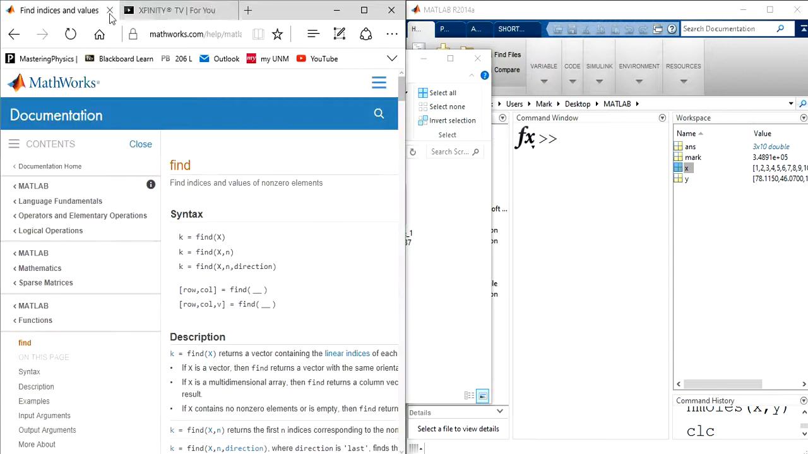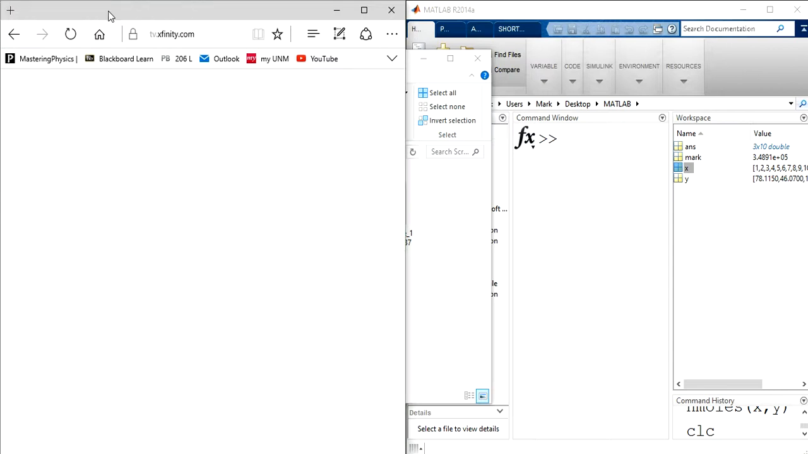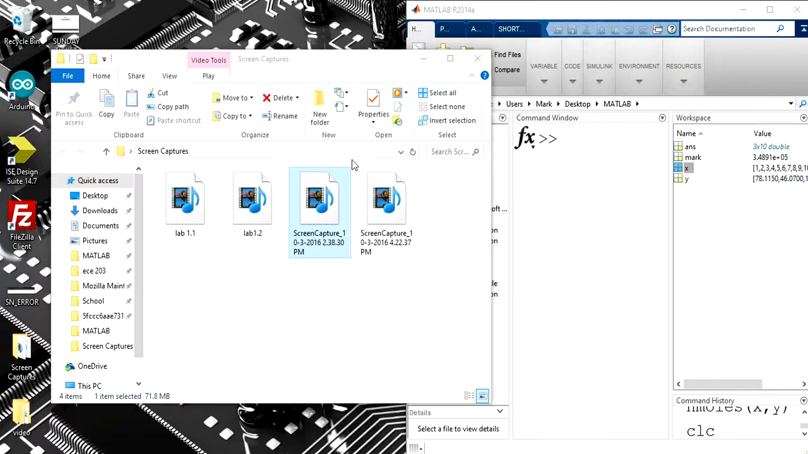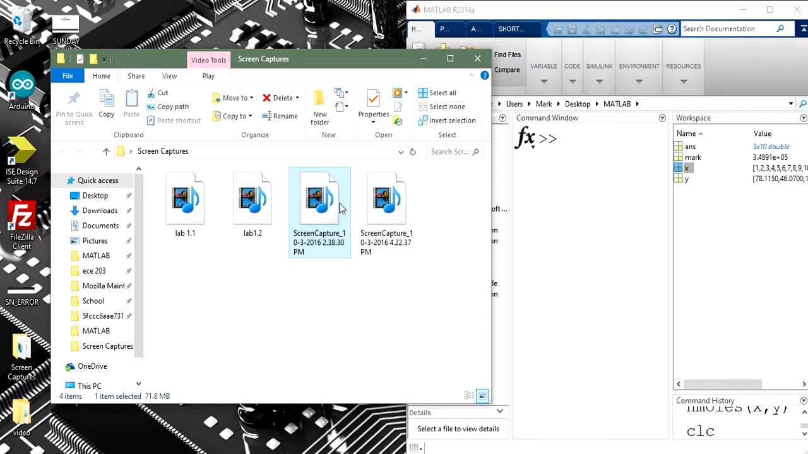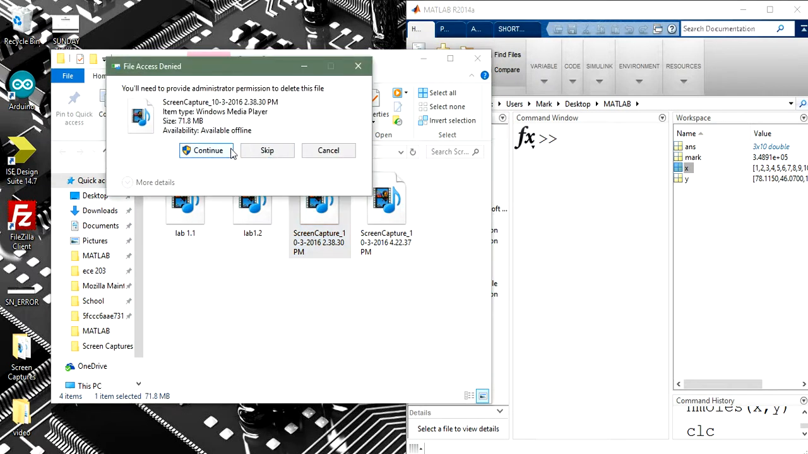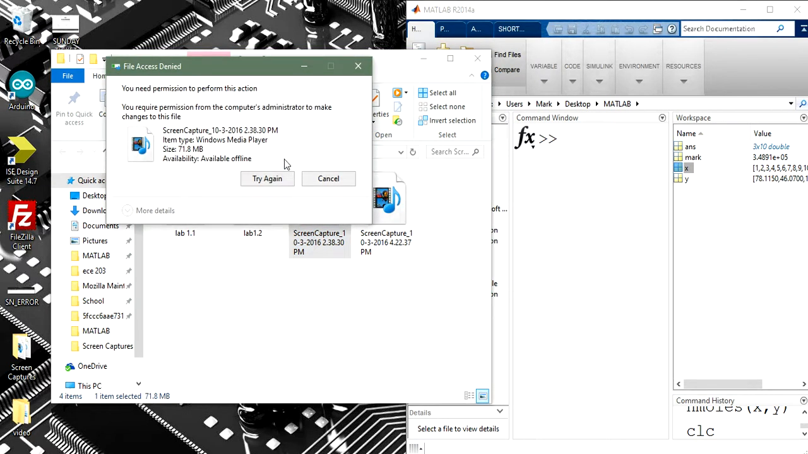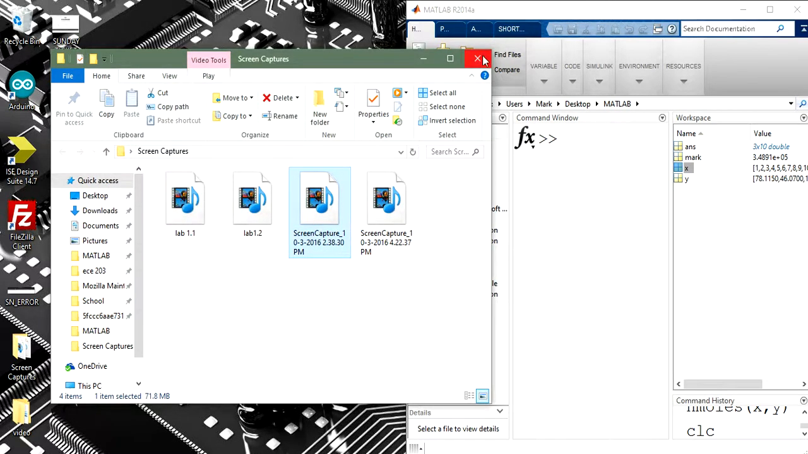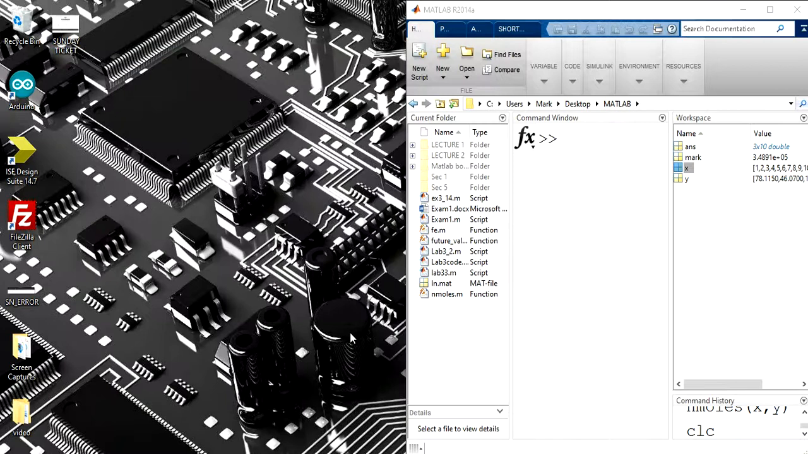Alright guys, let me get out of this. That was weird. And these are two screen captures that did not work. And I can't delete them, which is fine. Okay, I am sorry. I'm gonna put you on pause.